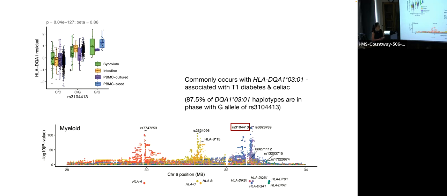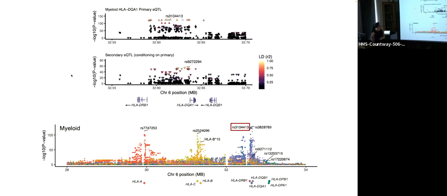Interestingly, this variant also commonly co-occurs with this HLA DQA1 0301 allele, which has been previously associated with type 1 diabetes and celiac disease. And so what we think is going on is there could be both coding effects or, in this case, also regulatory effects that increase the expression level for DQA1 that could be potentially playing into how the allele is leading to disease.